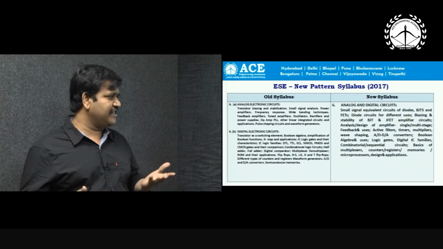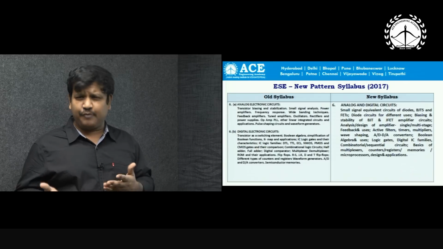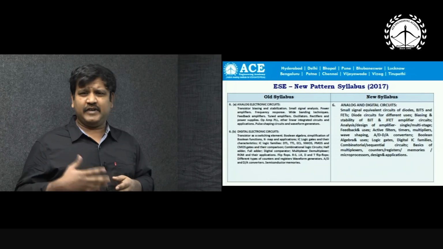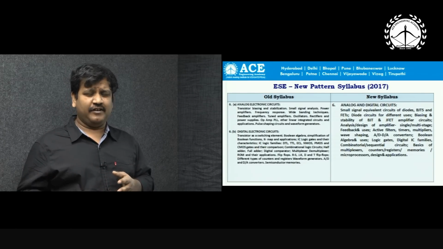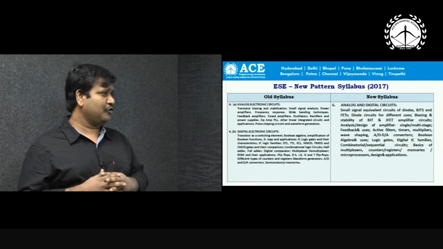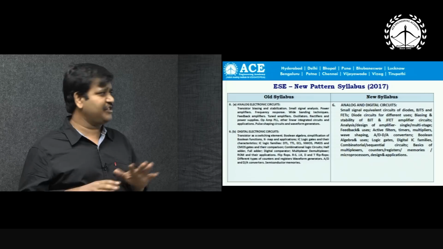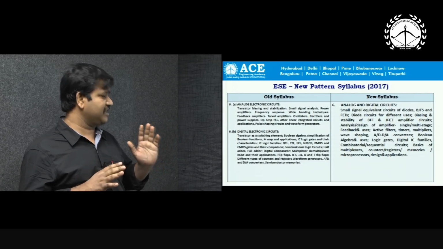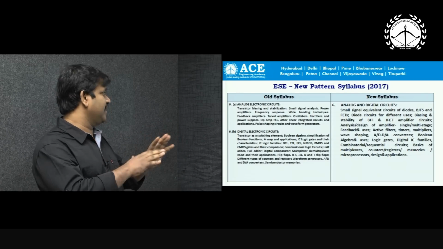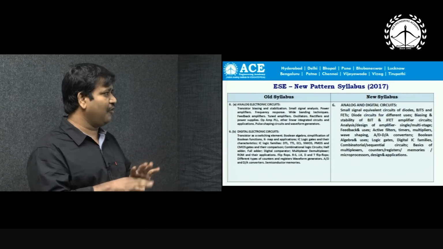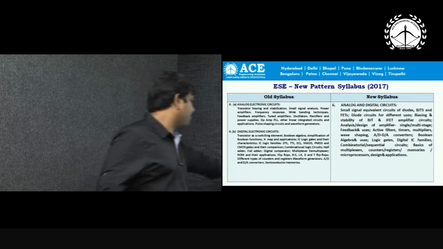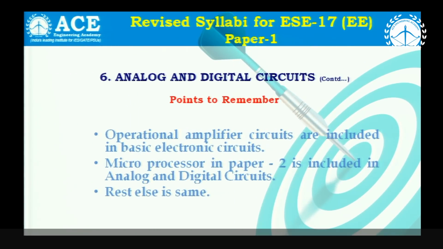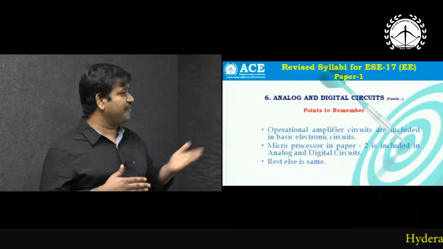You have the same Boolean algebra, the logic gates, the combinational and sequential logic, multiplexers, registers, and memories and all that. It's the same thing. To my knowledge, there is no change whatsoever in this subject; the only thing is that it has been mixed. Analog was different and digital was different, but now they try to mix both the subjects. As I told you, operational amplifiers are included in the basic electronics, and the extension of it, like the filters using operational amplifiers, is in the sixth subject.